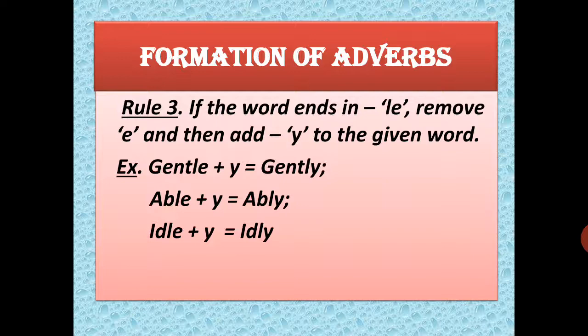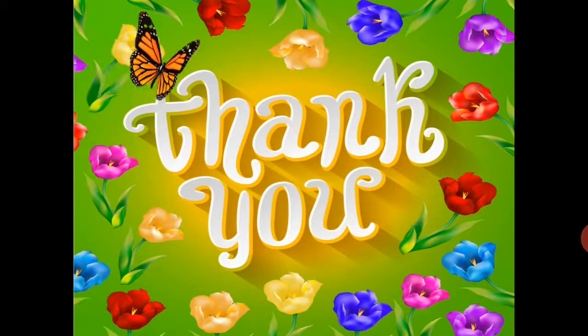Able में से मैंने क्या किया है? I am just removing e. मैंने e हटा दिया है and I am adding y. It will become ably. Then I will see the next example, that is idle. Here also there is le in the end and I will just remove this e and add y. It becomes idly.